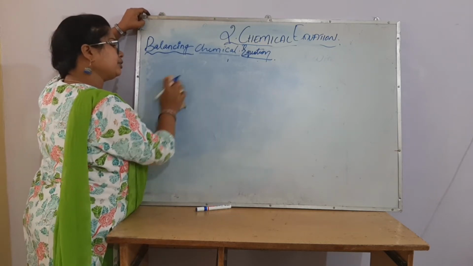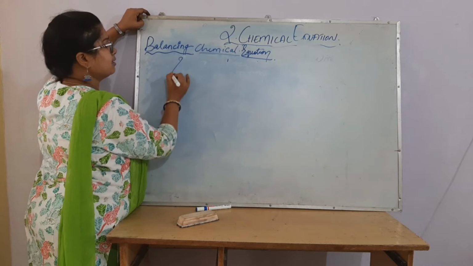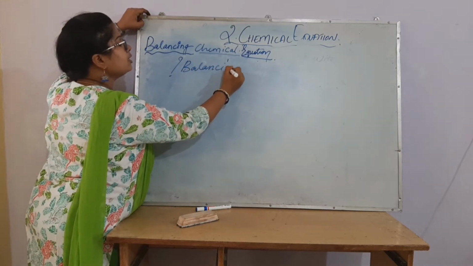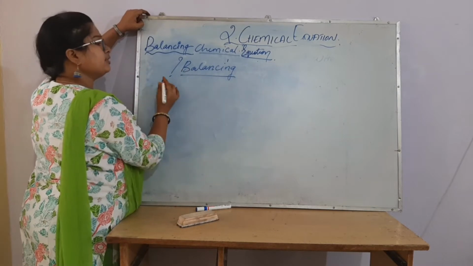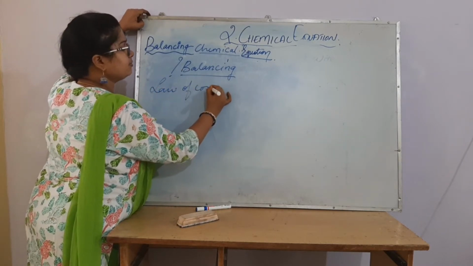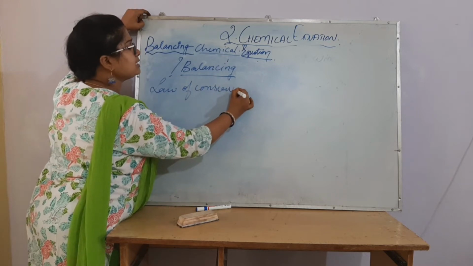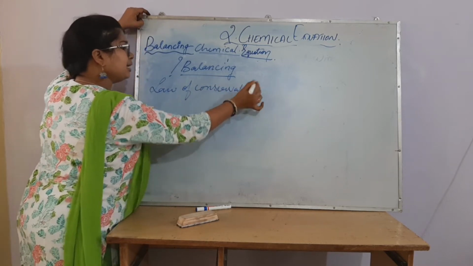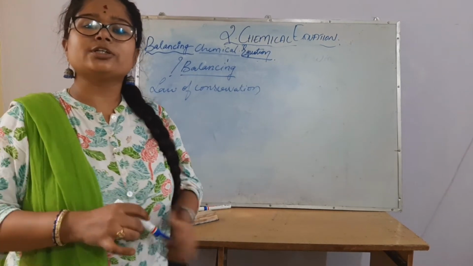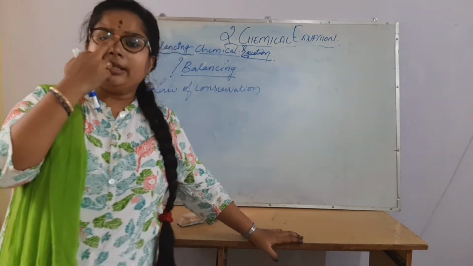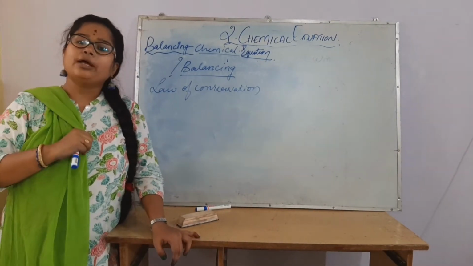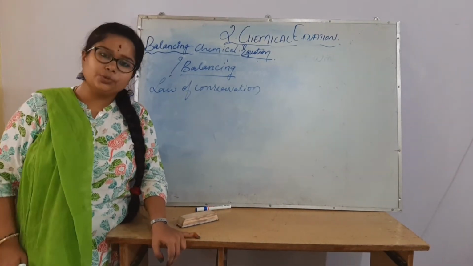And why do we need to balance? Why balancing? According to the law of conservation of mass. What does it say? It says that if the reactant side has 2 oxygens, the product side should also have 2 oxygens. If the hydrogens on the reactant side are 2, on the product side also it should be 2.